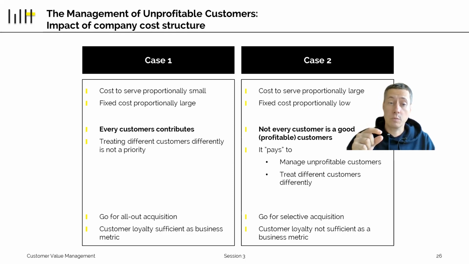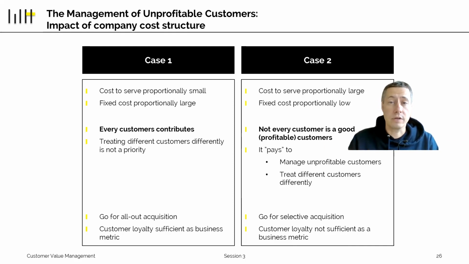And in a setting where costs to serve are small and fixed costs are large, customers have very limited potential of becoming unprofitable because the cost to serve just represents such a small percentage. So in those settings, usually every customer contributes, and treating customers differently is not a priority. This is why in a supermarket, treating every customer as a king makes sense because every customer brings profit. Of course, relatively speaking, some may be more profitable than others, but at least every customer brings us some money. So we go for all-out acquisition. Everyone is allowed into our supermarket. And it's enough to measure loyalty because if a customer is profitable every single time he or she buys, the more the customer buys, the more profitable the customer becomes.